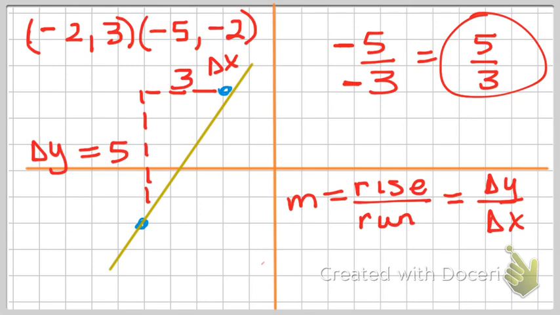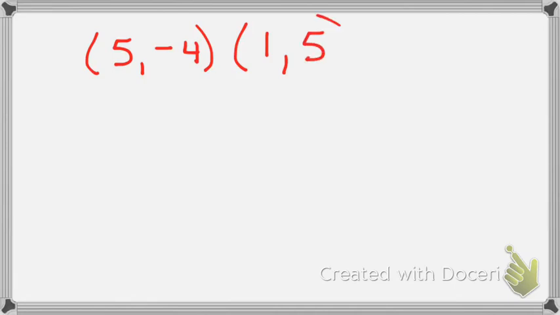All right, let's try another one. This time, let's give you the point. I don't need my graph paper now because we're going to do it without graph paper. So let's say I have the point, how about, 5, negative 4, and 1, and positive 5. Okay? All right, so I don't want to graph this thing.